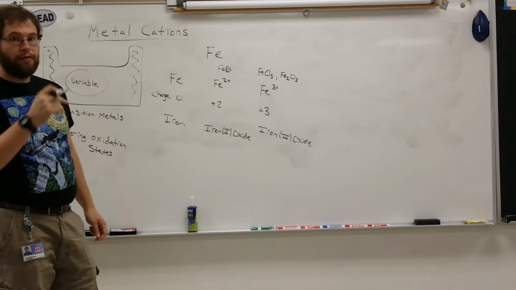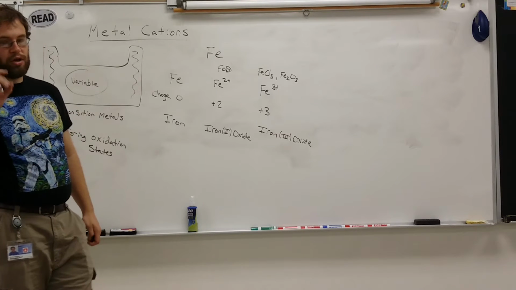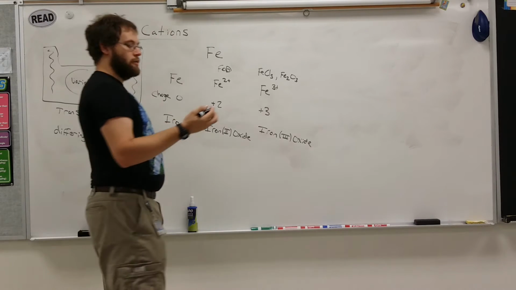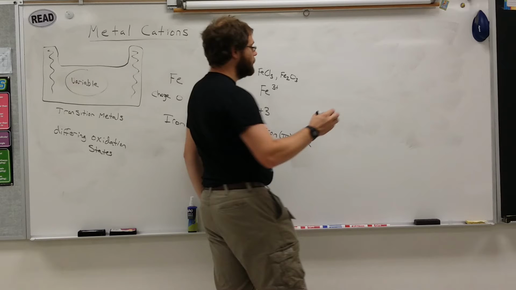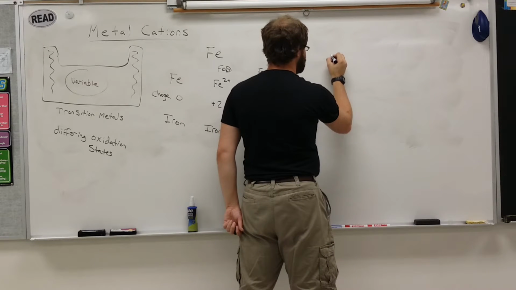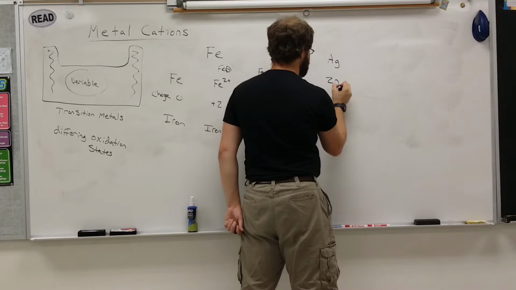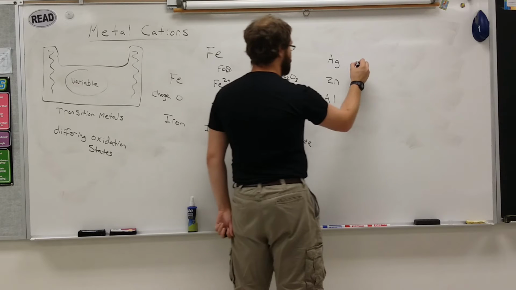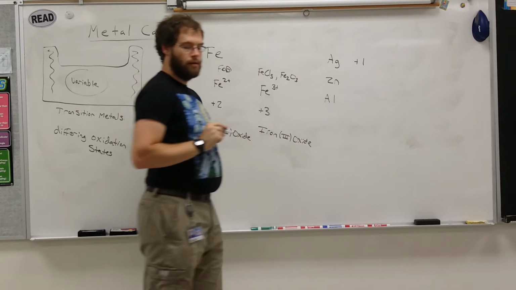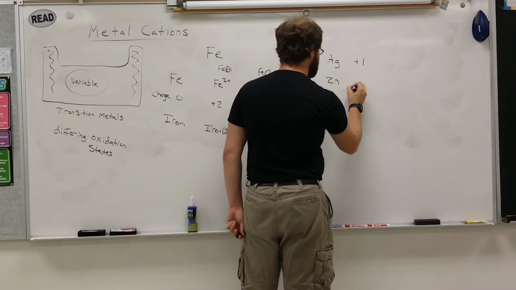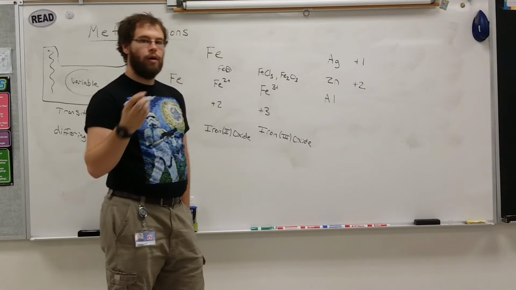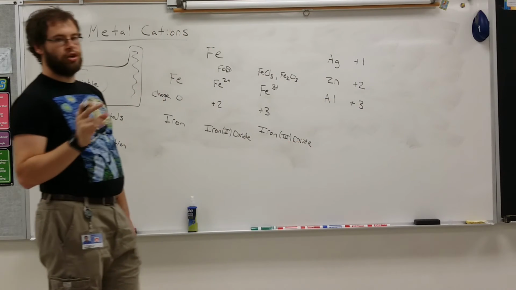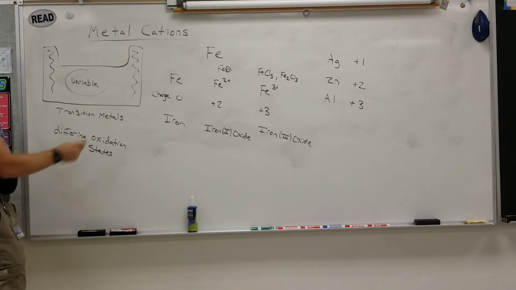The last thing I'm going to talk about is there are 3 transition metals that have the same charge all the time, no matter what. There's always exceptions to rules, and this is no exception. So we've got 3 that are exceptions. That is silver, zinc, and aluminum. Silver is always +1. Zinc is always +2. And aluminum is always +3. Those 3 are transition metals that have a constant charge. The rest of them, though, have different ones.